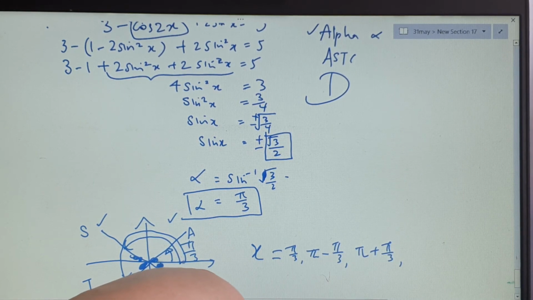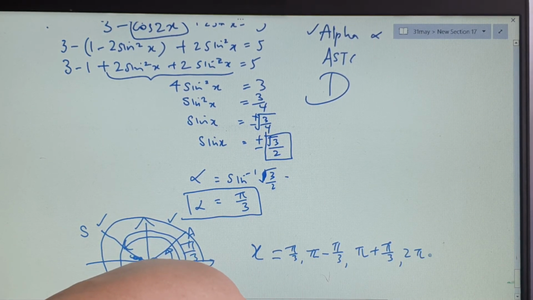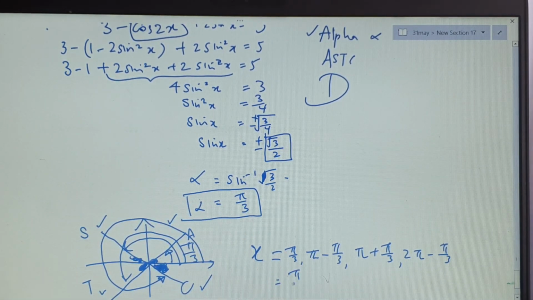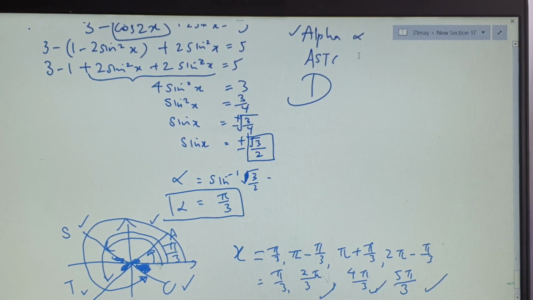And finally, this angle here, this is pi over 3 also, right? This shaded angle here. So isn't it 2 pi minus pi over 3? Then you're going to get the answer: pi over 3, 2 pi over 3, this is 4 pi over 3, and this is 5 pi over 3. So that's your answer already.